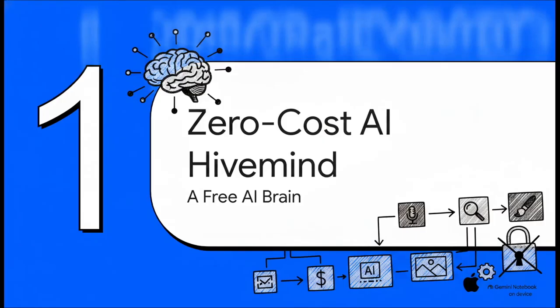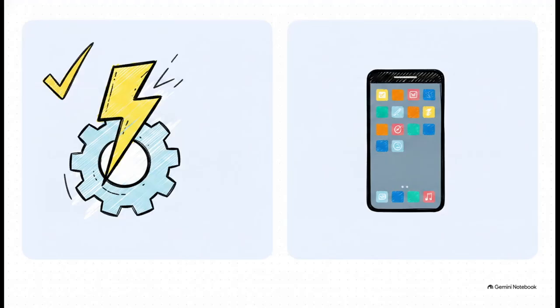All right, part 1, the zero-cost AI Hivemind. This is our master plan for a free AI brain. Our core objective here is setting up a dynamic pipeline right on your device, routing text sequentially without ever hitting a paywall. The source outlines 2 free paths to get this done.